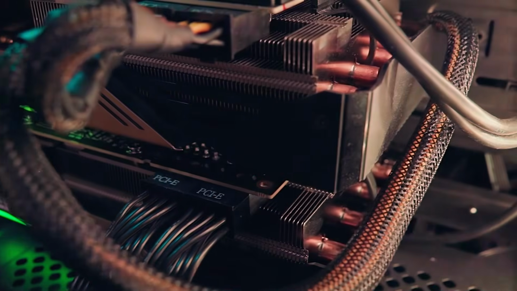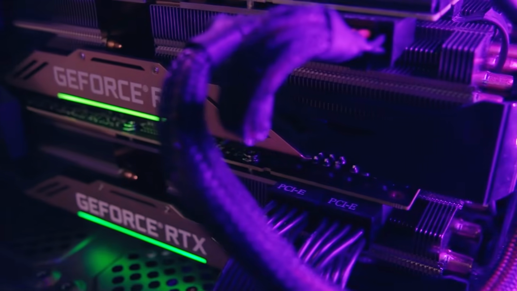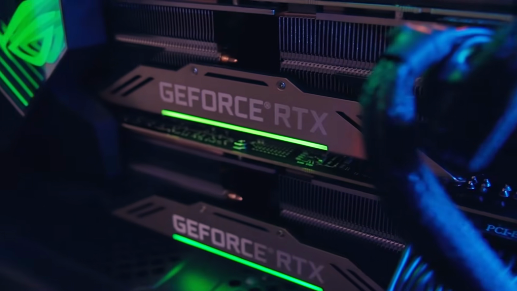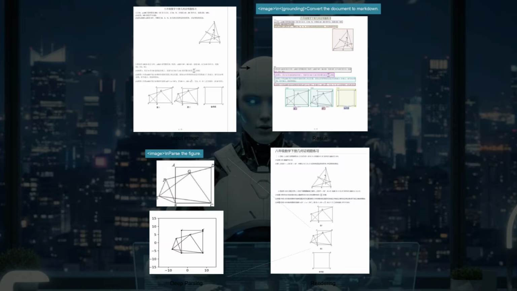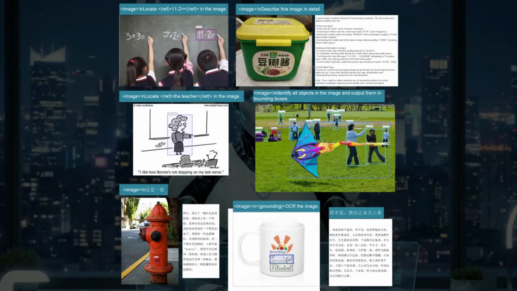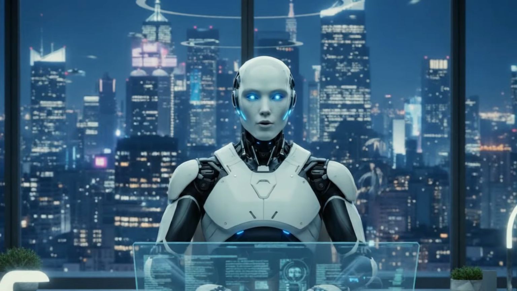And here's the kicker for production use. A single A100 GPU can process 200,000 plus pages per day. That's document processing at scale. The model also supports what they call deep parsing. It can automatically detect and extract structured data from charts, chemical formulas, geometric figures, and even natural images within documents. One unified prompt, multiple capabilities.